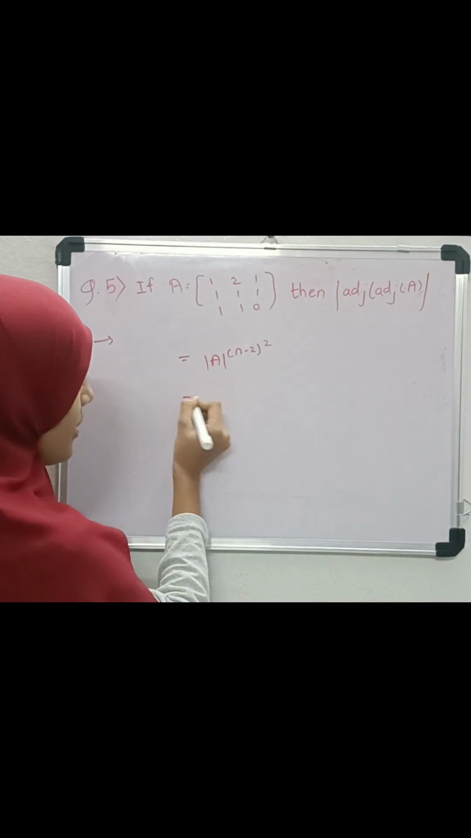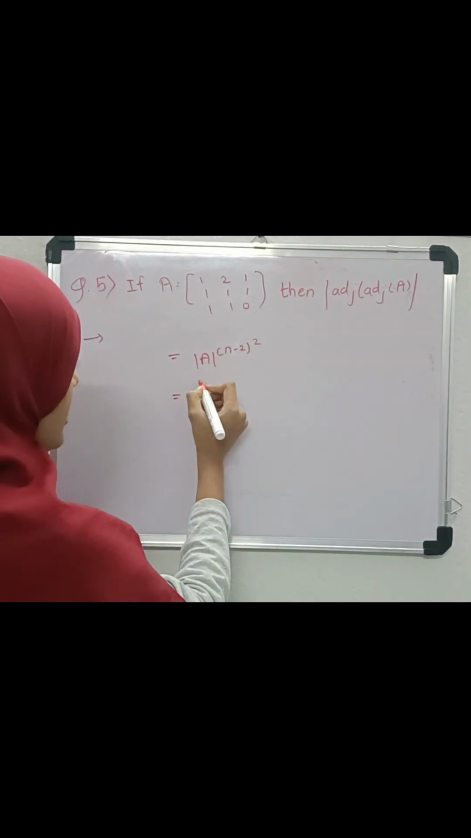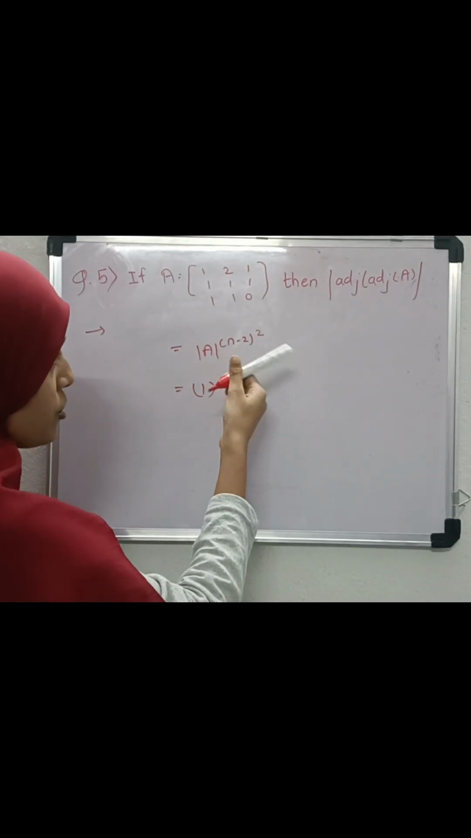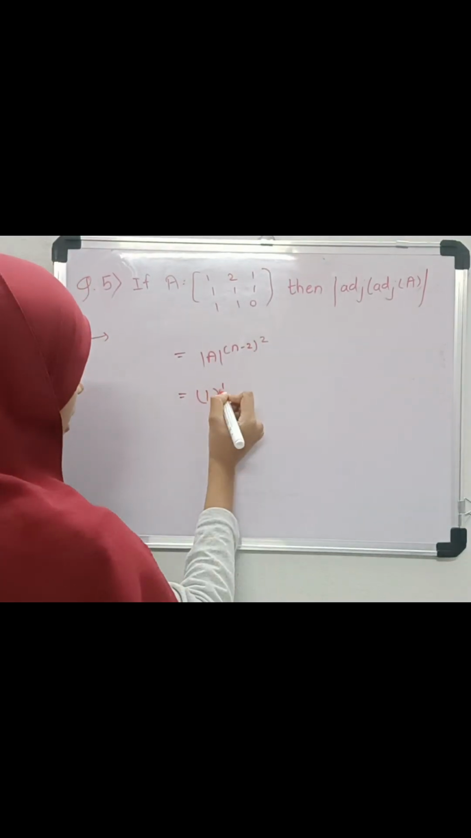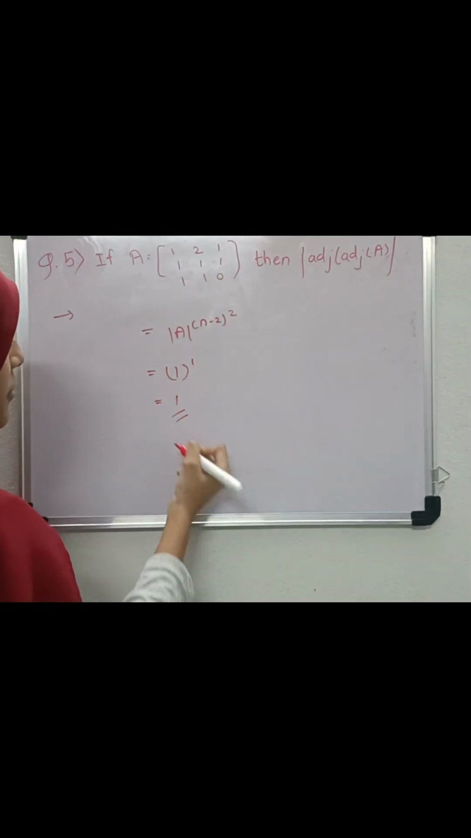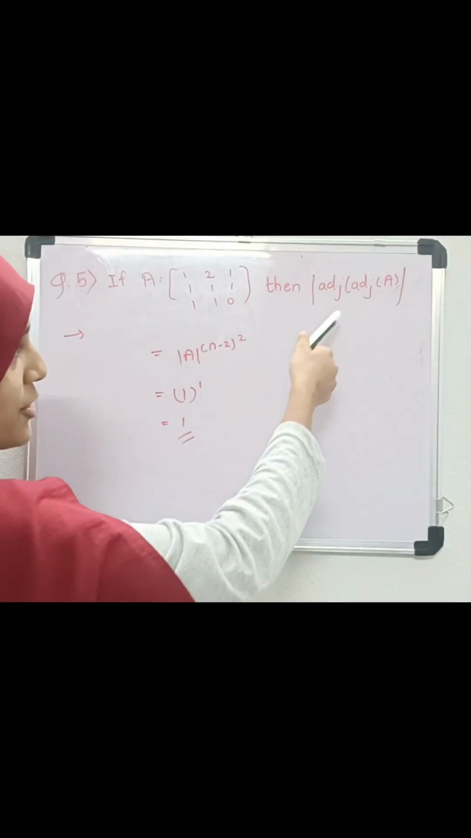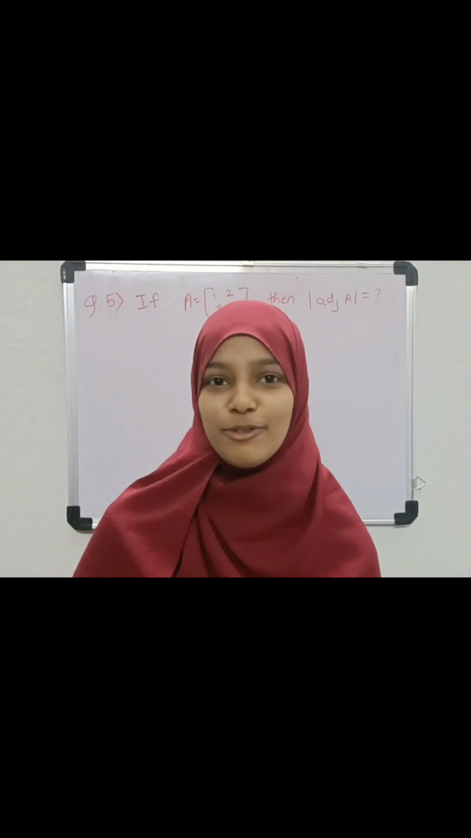So let's, as we know, this is the same example. So determinant of A would be nothing but plus 1. And n minus 2 is 3 minus 2, that is 1. 1 square is also 1. So the final answer will be 1. So the determinant of the adjoint of adjoint A will be 1. That's it. Let's move to the next question.